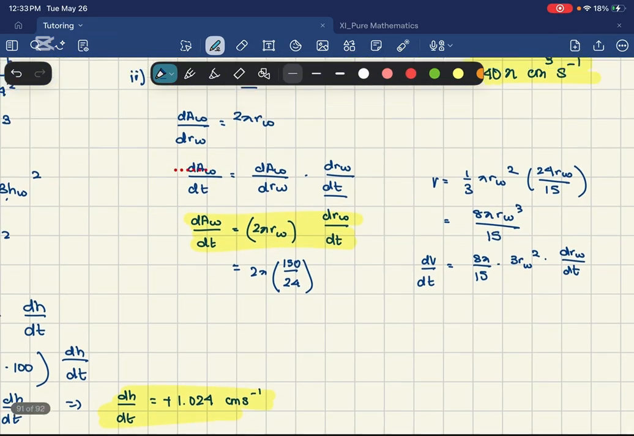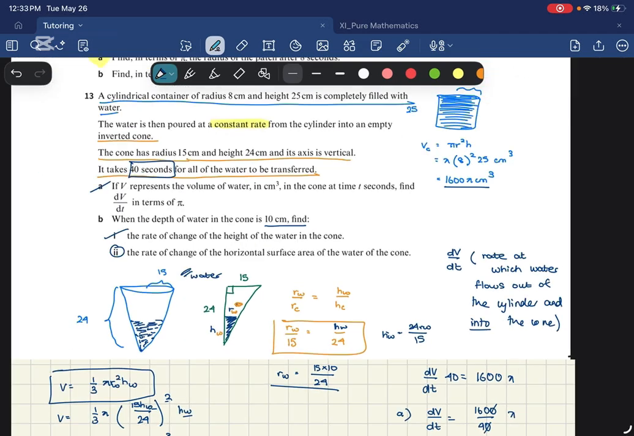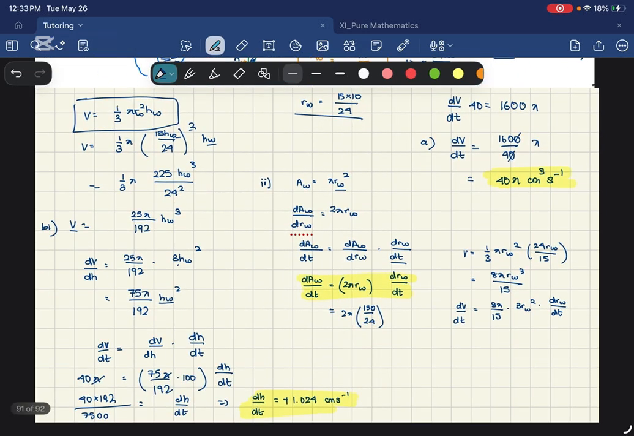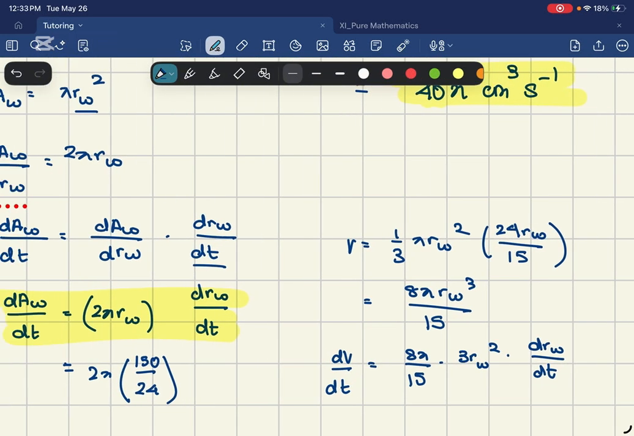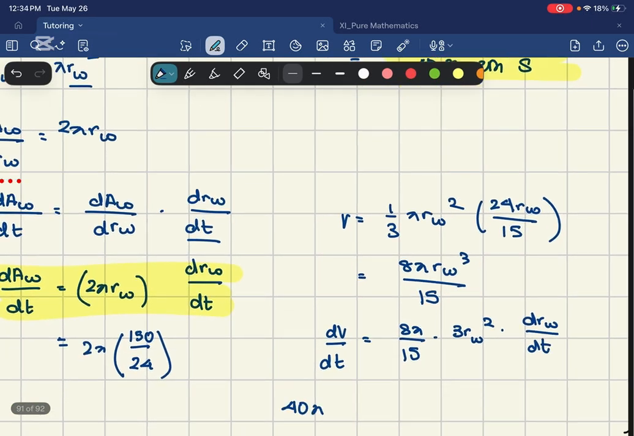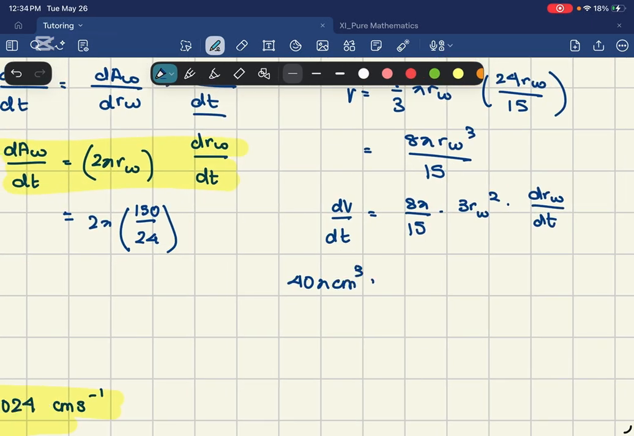I know dV by dt. I remember finding dV by dt. Okay, dV by dt is here, 40 pi. I have 40 pi centimeter cubed per second, so I'll ignore the units. I have 8 pi over 15 times 3. So 8 3s are going to be 24 pi RW squared drW by dt.